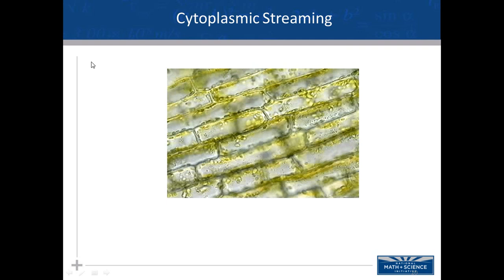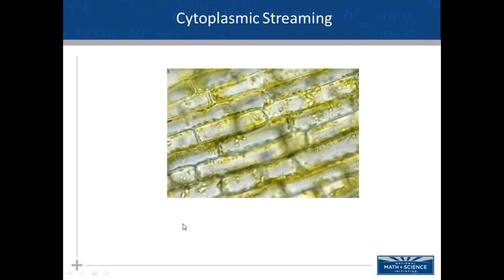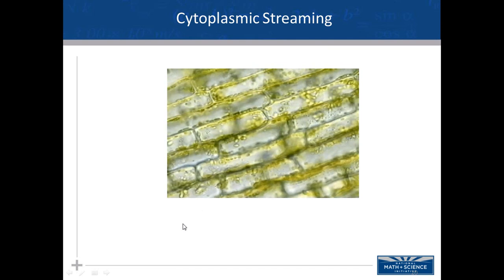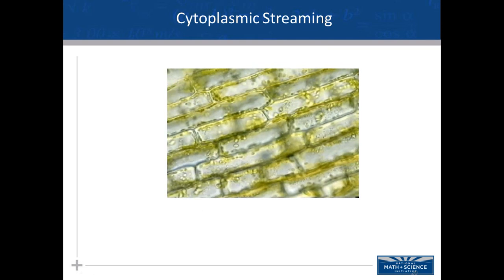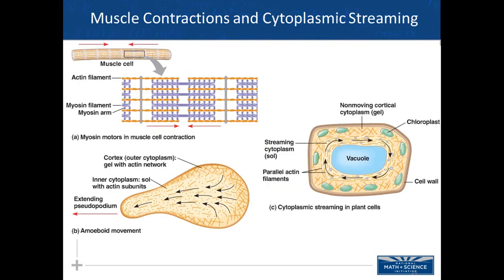Microfilaments are responsible for a process called cytoplasmic streaming, which you can see in this little video, causing the organelles to move around within a plant cell. They're also involved in muscle contraction.